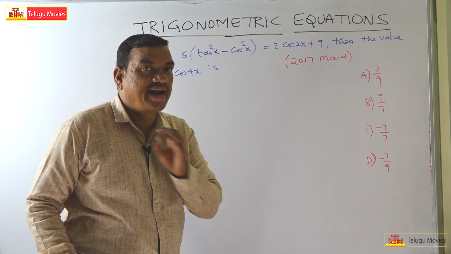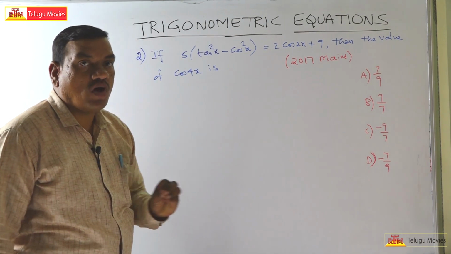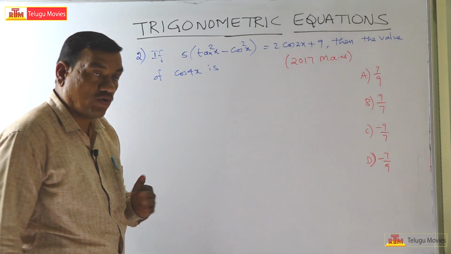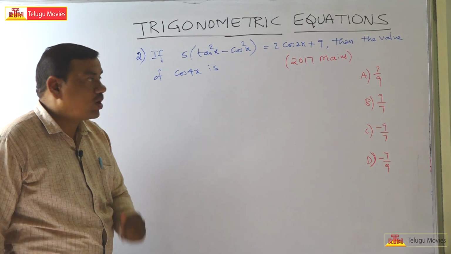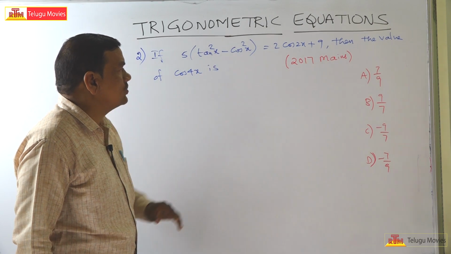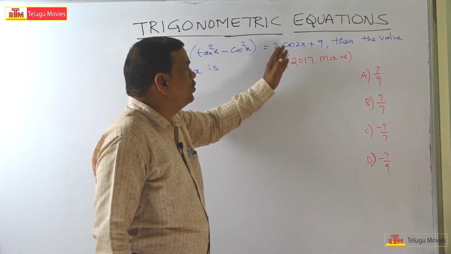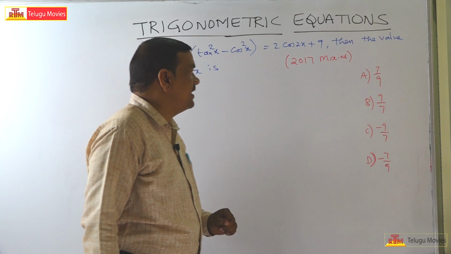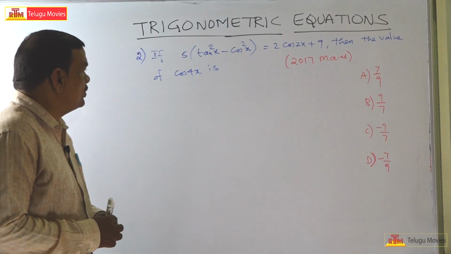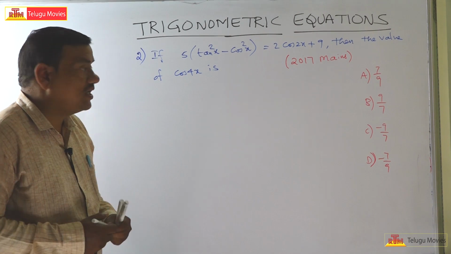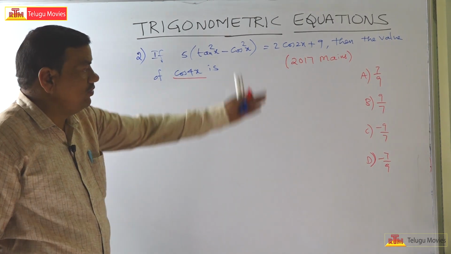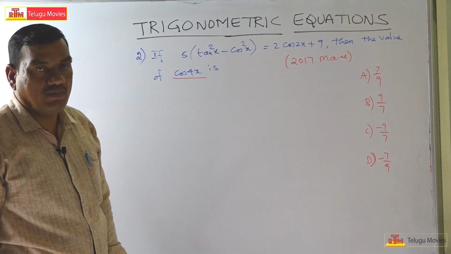Welcome to the second problem. This problem was asked in the 2017 mains examination for 4 marks. First, read the problem. If 5 times tan square x minus cos square x is equal to 2 times cos 2x plus 9, then the value of cos 4x is. Okay, very nice problem. We want the cos 4x value. The answers are also readily available.